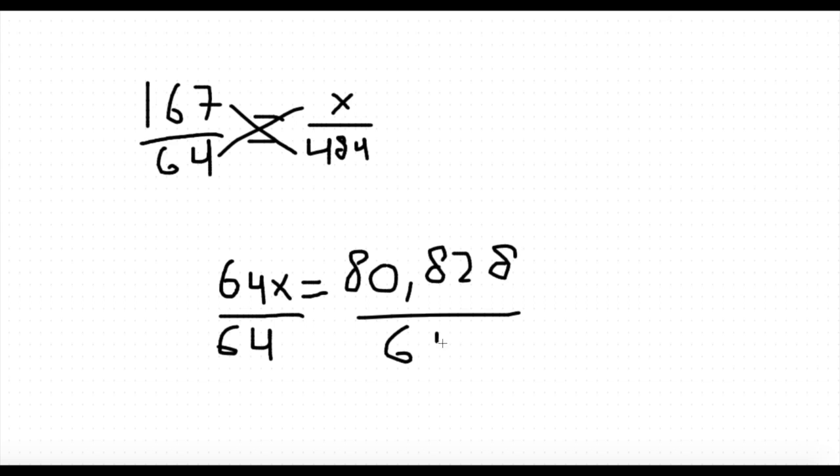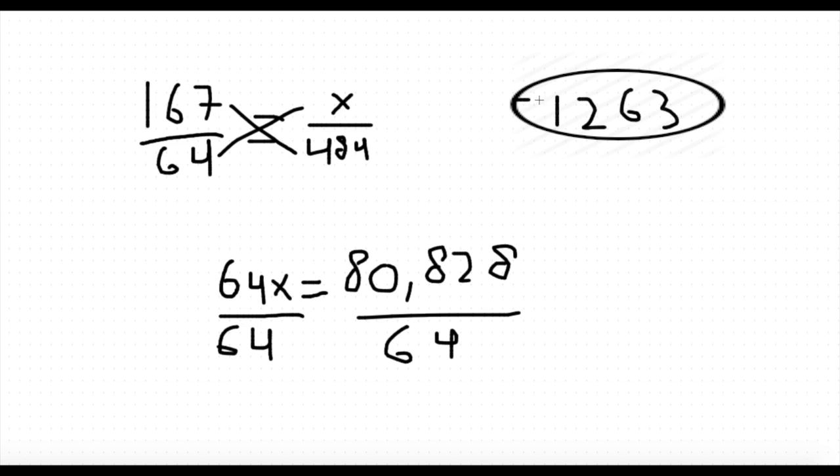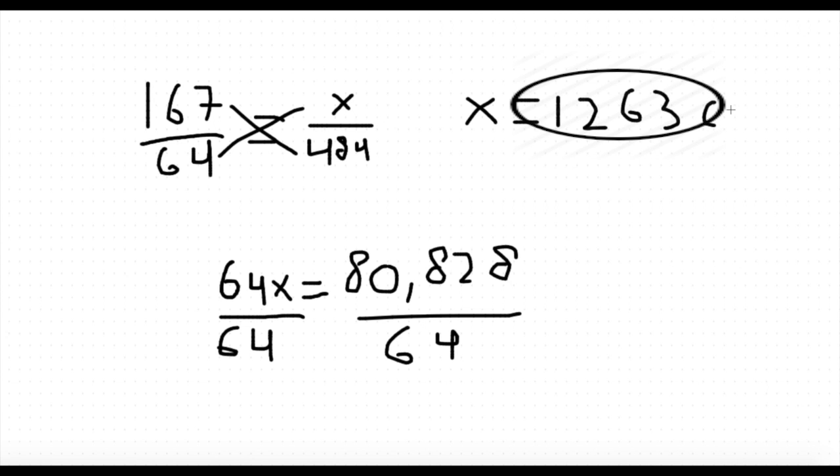So 8,828 divided by 64, and that gives us a grand total of 1263. Obviously, this is rounded to the nearest centimeter. And now we're going to do the shadow method.